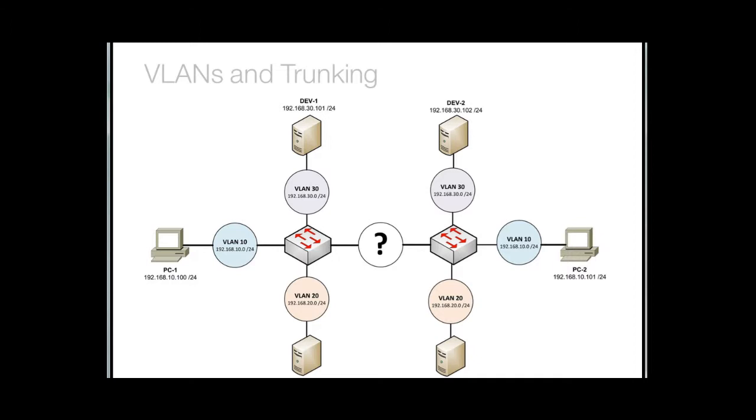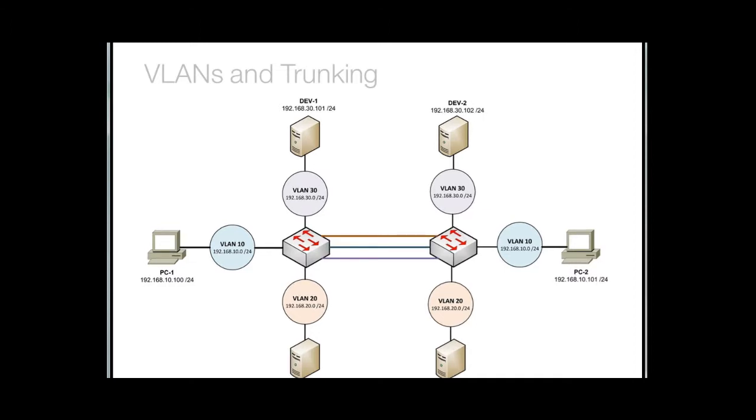Now, what about this scenario? Let's say that you have multiple VLANs on your network. We can have one for our user network, which is VLAN 10. We have one network for our server farm, which is VLAN 20, and maybe a development or lab network, which is VLAN 30. Now the question is, how do you extend multiple VLANs between other switches?